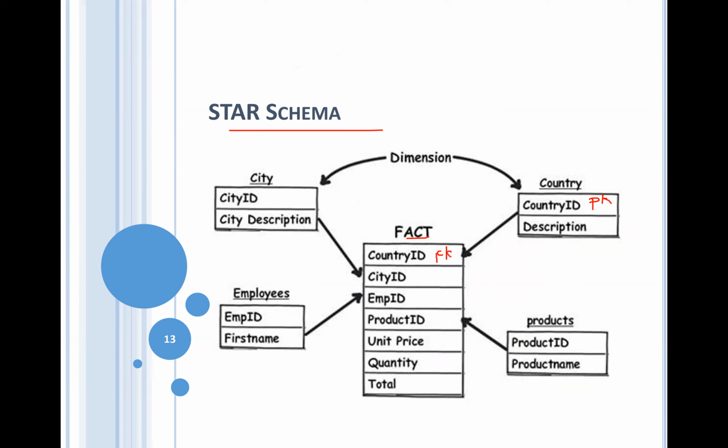Okay, this particular customer in this particular country, in this particular city, this particular employee sold this particular product. This is the unit price, quantity. So these three are called measures, right? Measures. And these four are foreign keys, coming from the dimension tables.